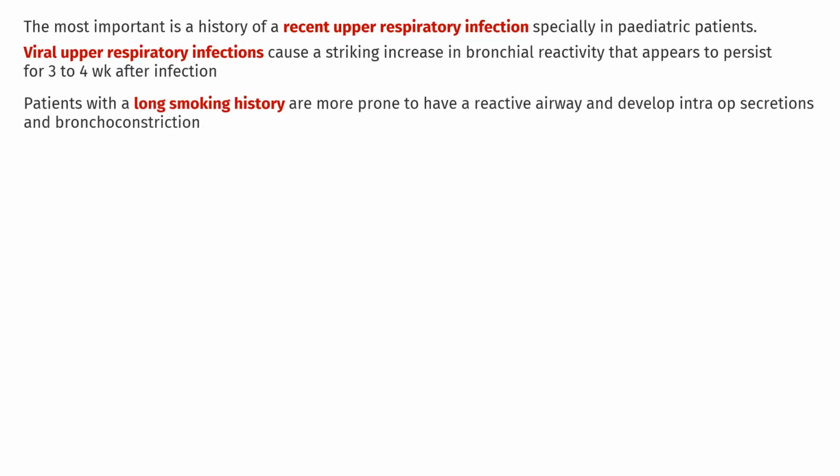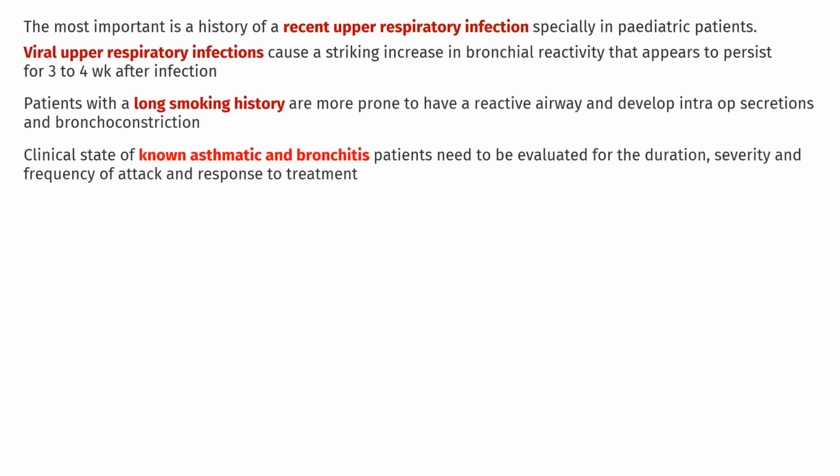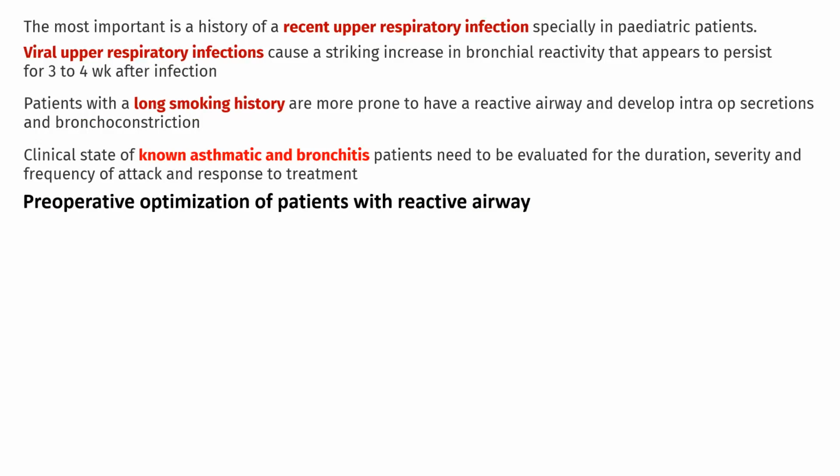And an adult patient having a smoking history, then you have to wait for the patient to stop smoking, then take up any elective surgery. And again, if it is an emergency, a trauma patient, a heavy smoker, you have to anticipate that he may have a reactive airway and be prepared to manage that. So patients with known asthma or bronchitis need to be evaluated well before and treated accordingly.